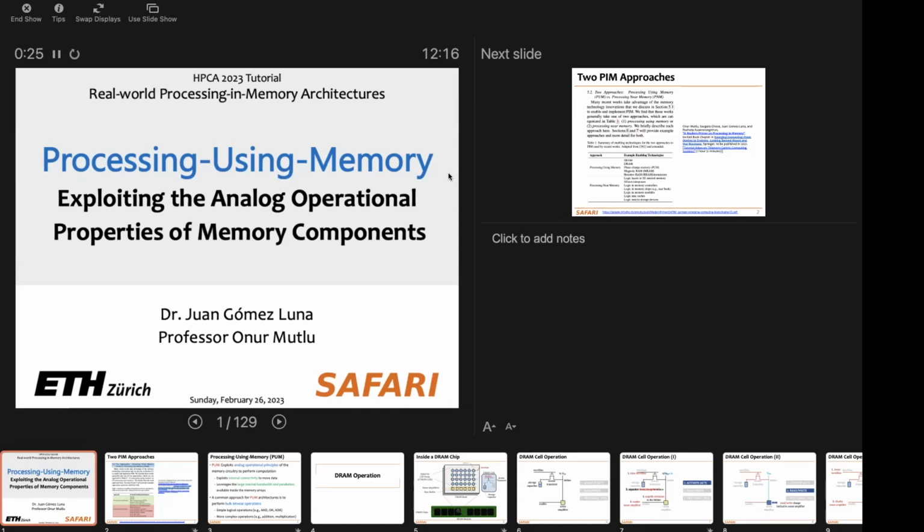The only thing I wanted to start explaining is what we will briefly cover in about 20 minutes after the lunch. It's going to be a brief discussion about processing using memory, mostly in DRAM, because that's the research that we are mostly doing in our group. And I think it's good to go quickly over some of these proposals that were earlier introduced by Professor Mutlu.